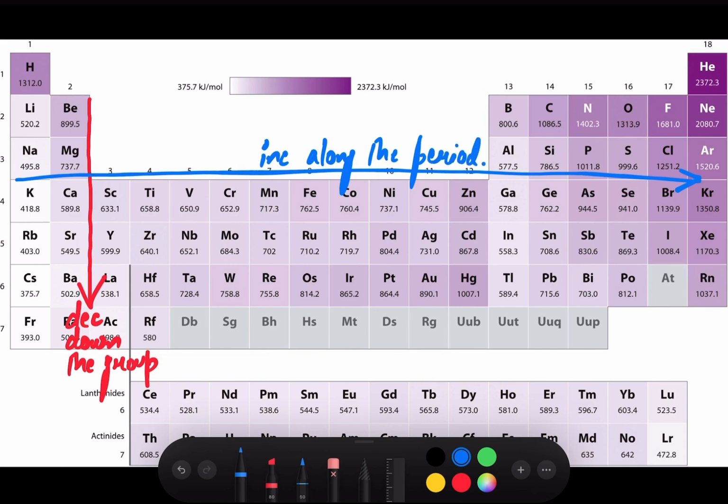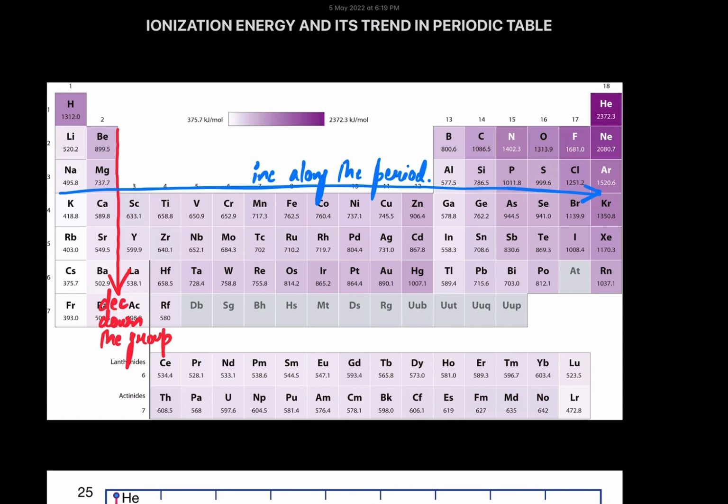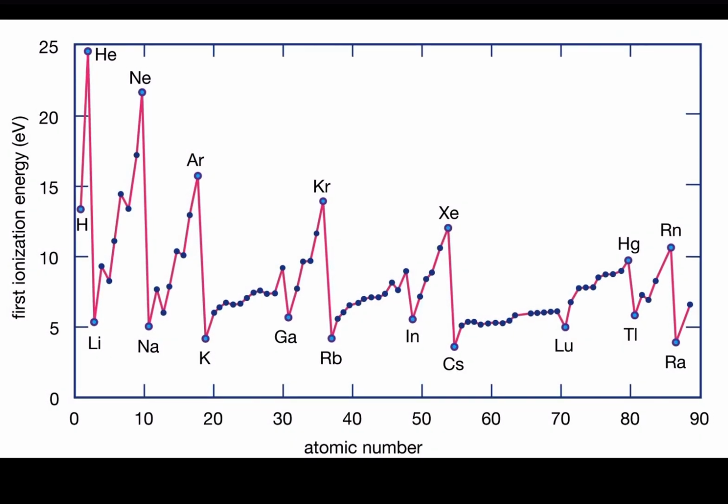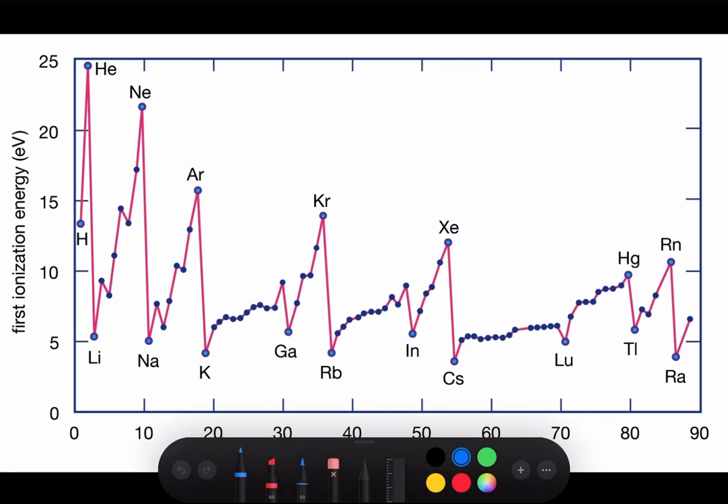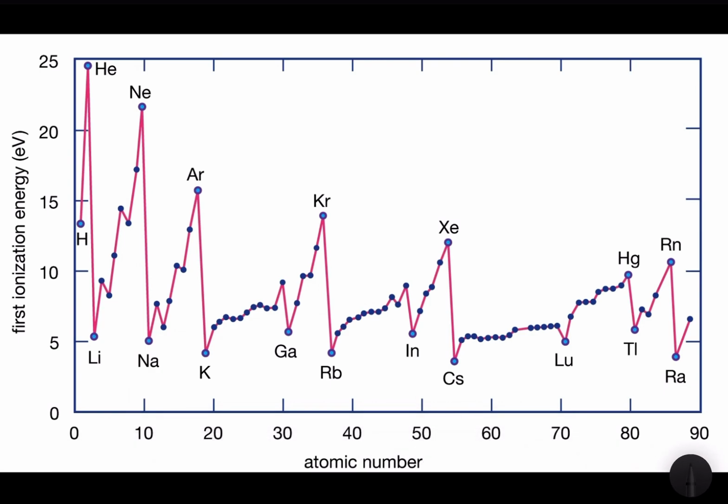Hopefully you got the fact that ionization energy decreases down the group and increases along the period. So let me make you understand this topic by a simple graph. Now in this graph, first of all, let me mark the group and the period. This is the graph of ionization energy with the atomic number. Now let me mark the first period for you.